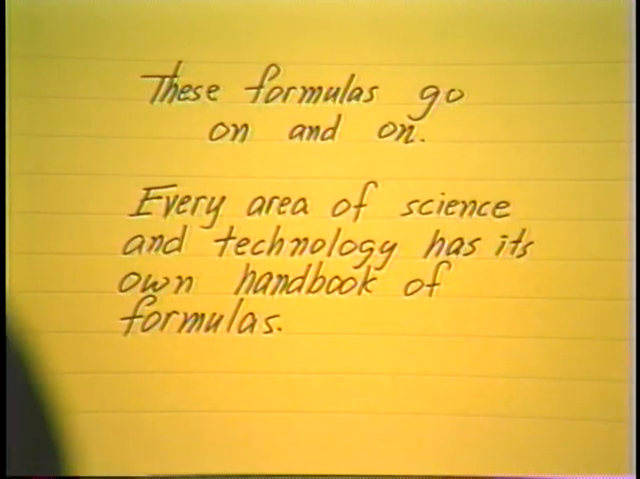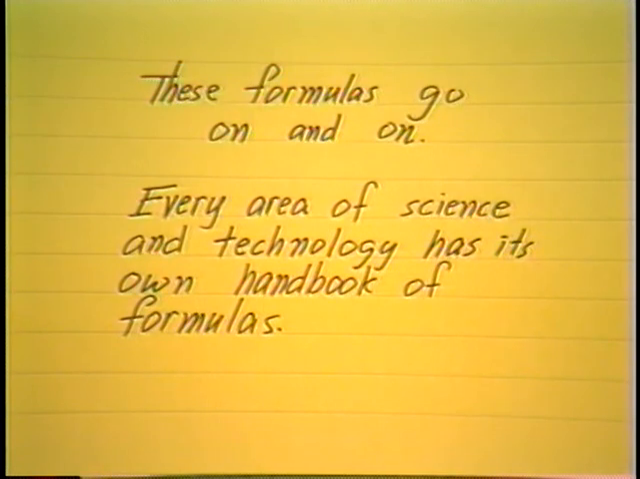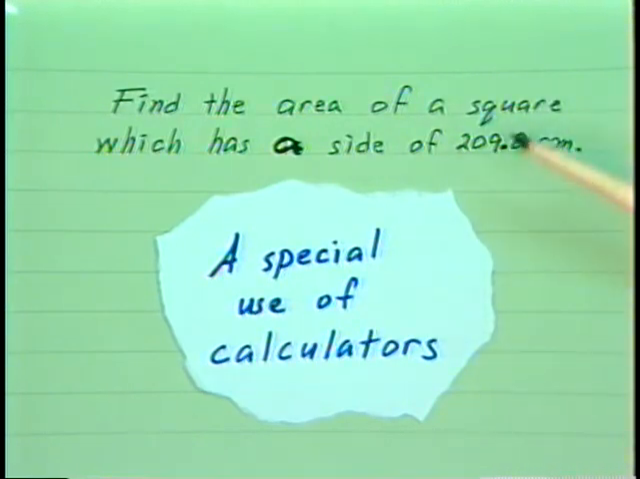Now these formulas go on and on. Every area of science and technology has its own handbook of formulas, literally tens of thousands of them, written by experts to communicate to us how to do complicated things indirectly through easy measurements and the use of formulas. In practice, when working such problems as perimeters and areas, more than likely you will use a calculator to carry forth your arithmetic. So let's use this problem as a vehicle to show you a special use of many kinds of calculators.